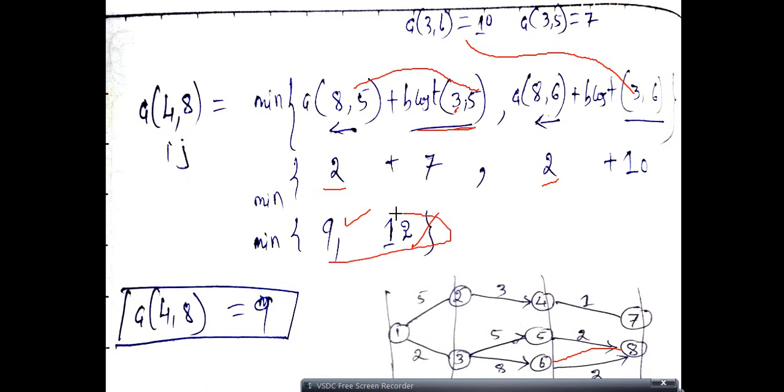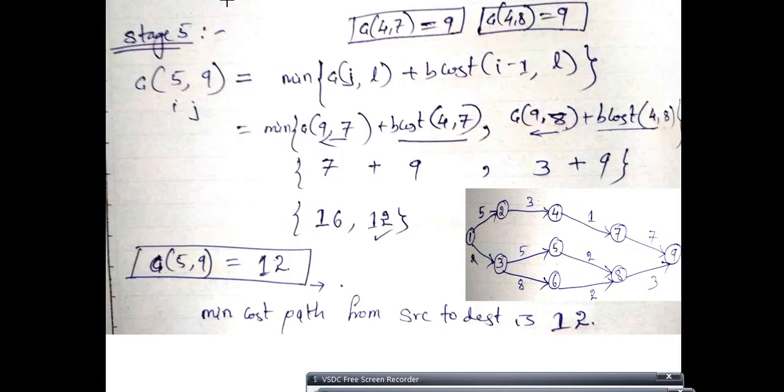So choose the minimum value among these values, that is 9. At stage 4, vertex 8 value is how much? 9. Okay. Now calculate stage 5. Cost stage number 5, vertex name is 9. Minimum of C of j comma L plus backward cost I minus 1 L.